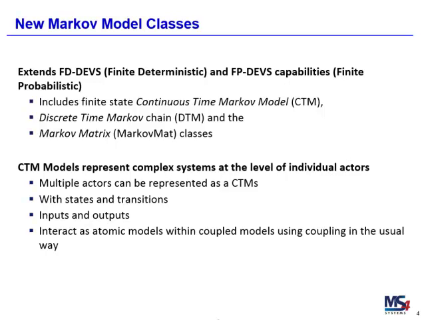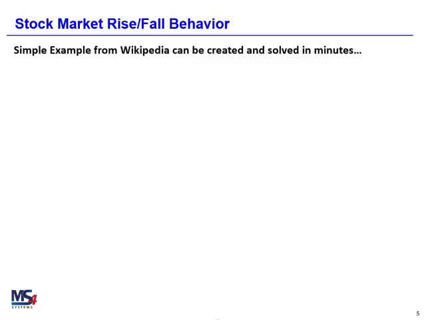CTM models represent complex systems at the level of individual actors. Multiple actors can be represented as CTMs, with individual states and transitions, inputs and outputs, which extends the usual Markov modeling capability and allows these individual actors to interact with other atomic models within coupled models using DEVS coupling in the usual way.